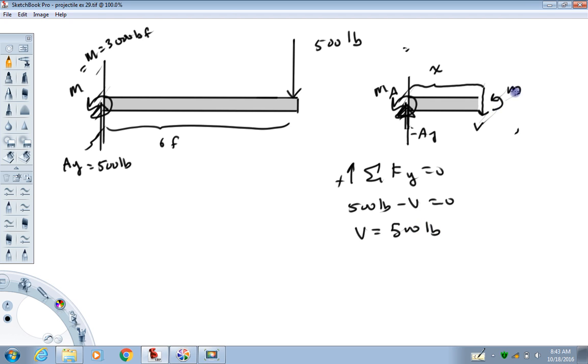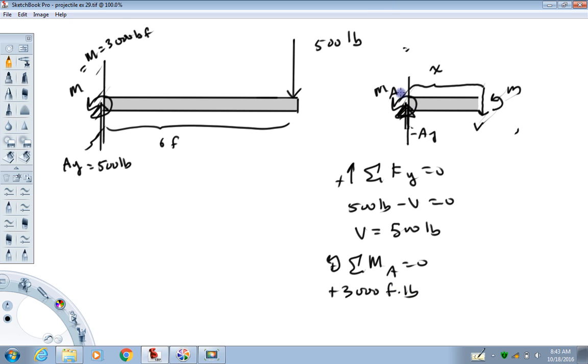And now we can get the internal bending moment by writing the following equation, sum of all moments, and I'm going to do this about the left end, or point A, equals 0, counterclockwise positive. Now when we sum moments about A, AY goes right through this point, moment at A was plus 3,000 foot-pounds.